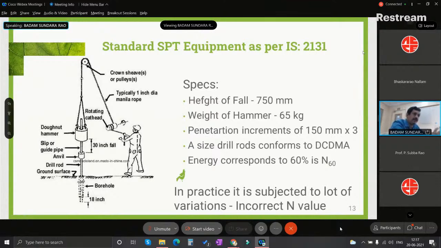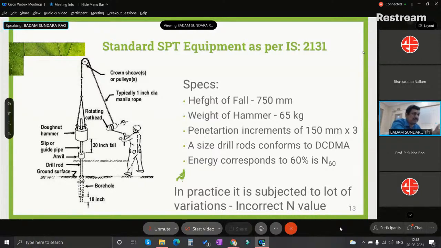And regarding the split spoon, we have split spoons like this, with a bottom shoe of 1 inch to 2 inch shoe length, and an open split barrel with a 450 mm length, to accommodate this 450 mm penetration. At the top, we have the ball and check valve. That ball valve or check valve is to retain the sample that was collected in the split barrel. Especially in the case of sands below the water table, there is always slippage of the soil that was collected in the core barrel.